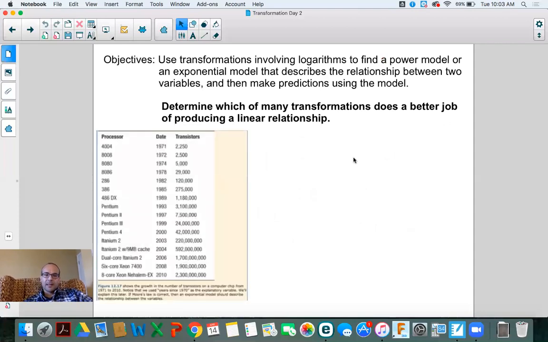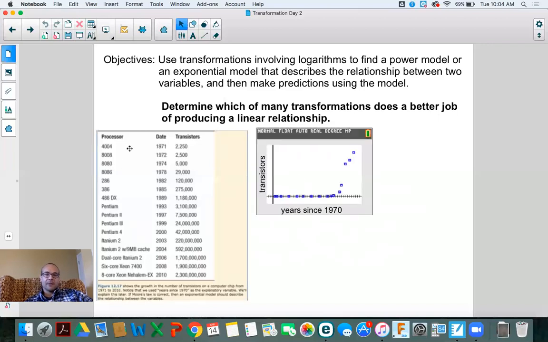So for this one, the context is going to be transistors on a microchip. Apparently it doubles about every 18 months. And when you hear that, you might have an idea that that's an exponential relationship. But let's pretend you didn't know that. Let's pretend you were thinking, once you graph this thing, the number of years since 1970 versus transistors, you see a really steep growth, and you think that maybe that's part of a quadratic, or maybe that's part of a cubic or a quartic. Maybe it's an exponent, maybe it's a power graph also.